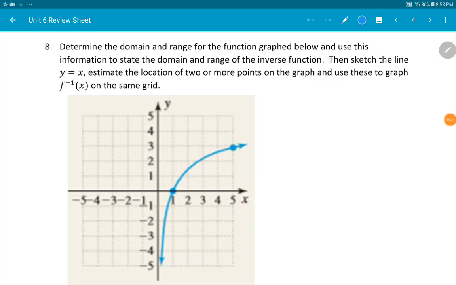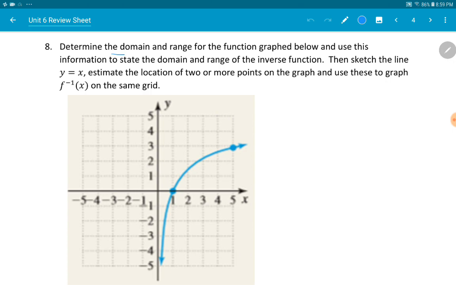All right, here we're going to determine the domain and range for the function graph below with that blue line, and use that information to state the domain and the range of the inverse function. Then I'm going to sketch the line y equals x and estimate the location of two or more points on the graph and use those to graph the inverse function on the same grid. All right, so one sentence at a time here.